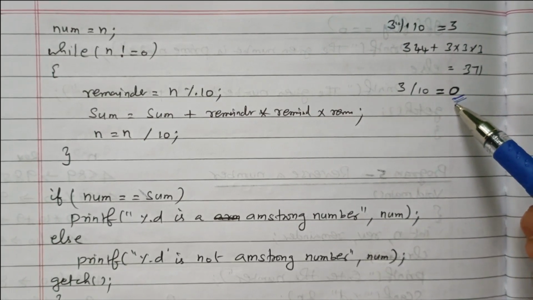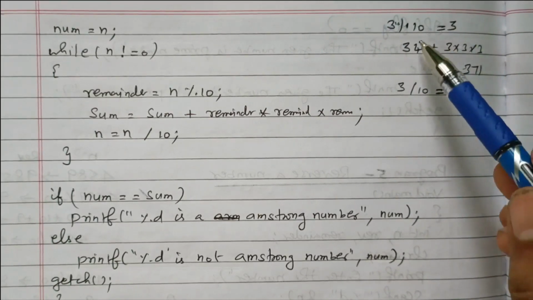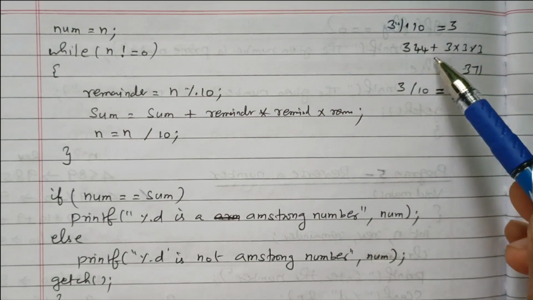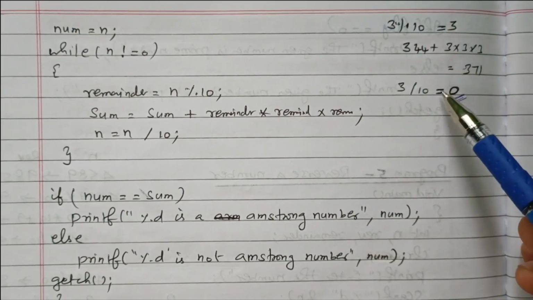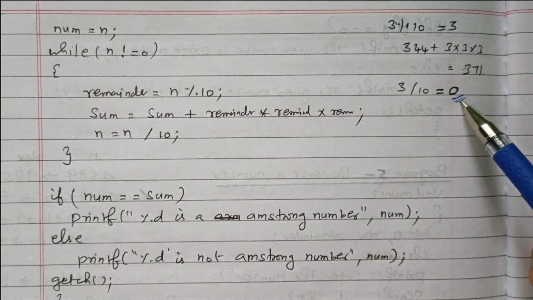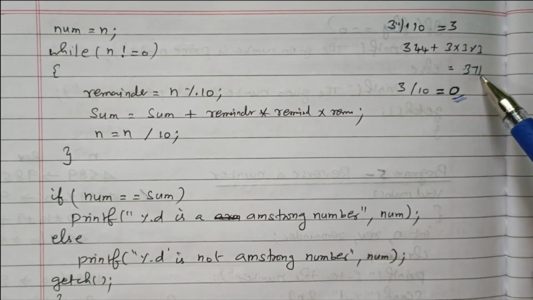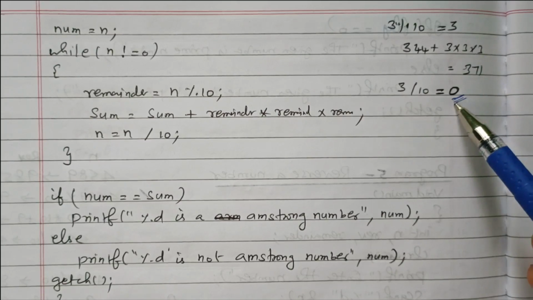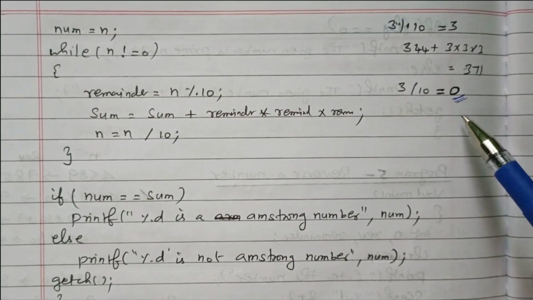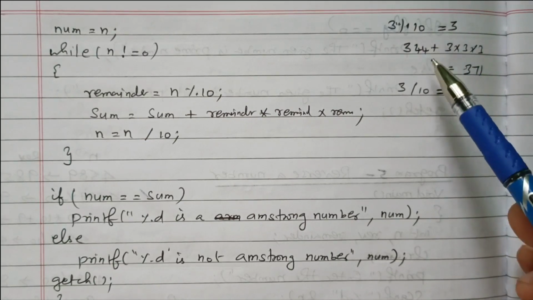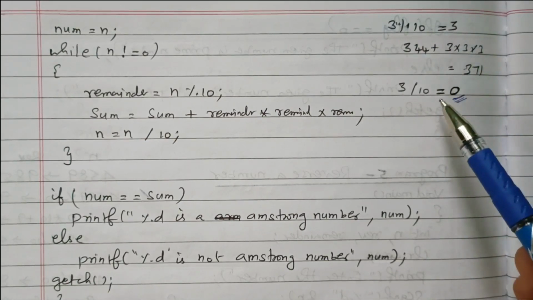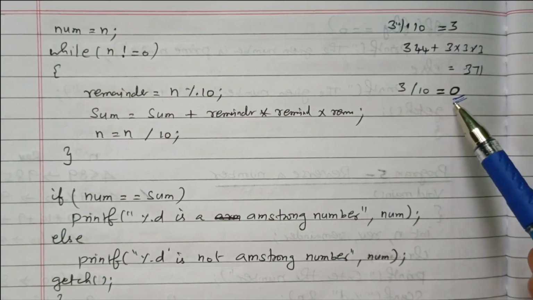So how to identify? We need to repeat these 3 steps: modulo division by 10, then add the cube, then divide by 10. The process is repeated until it reaches the value 0. At that time we got the answer, so if we get 0, we can stop the process. Right. So we are doing 3 steps: modulo division by 10, adding the cube, then dividing by 10. If while dividing it reaches 0, we can stop the process. Now we'll see the program.